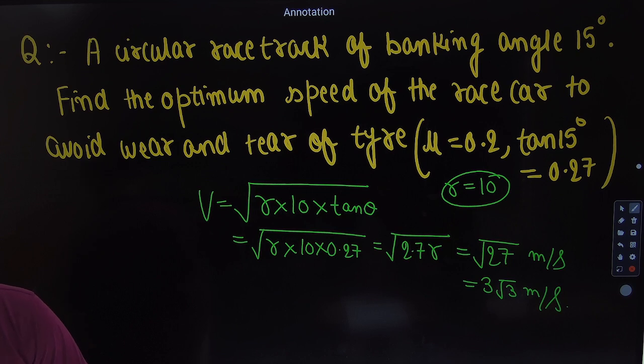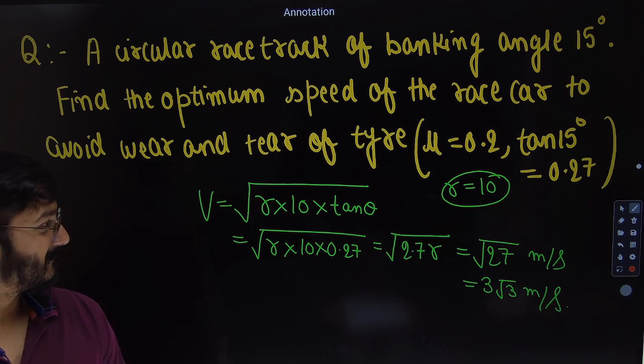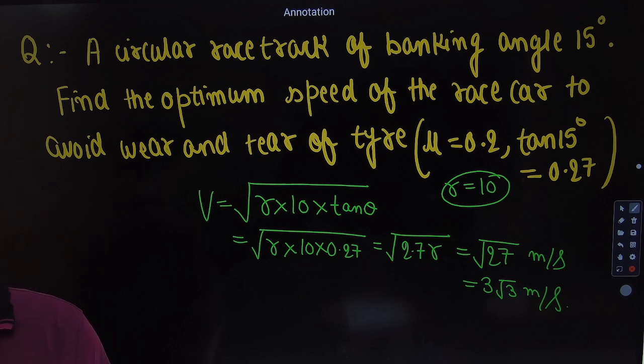Done? So you just simply give mu's value here, right? Yeah, mu value is not required. Race is over.